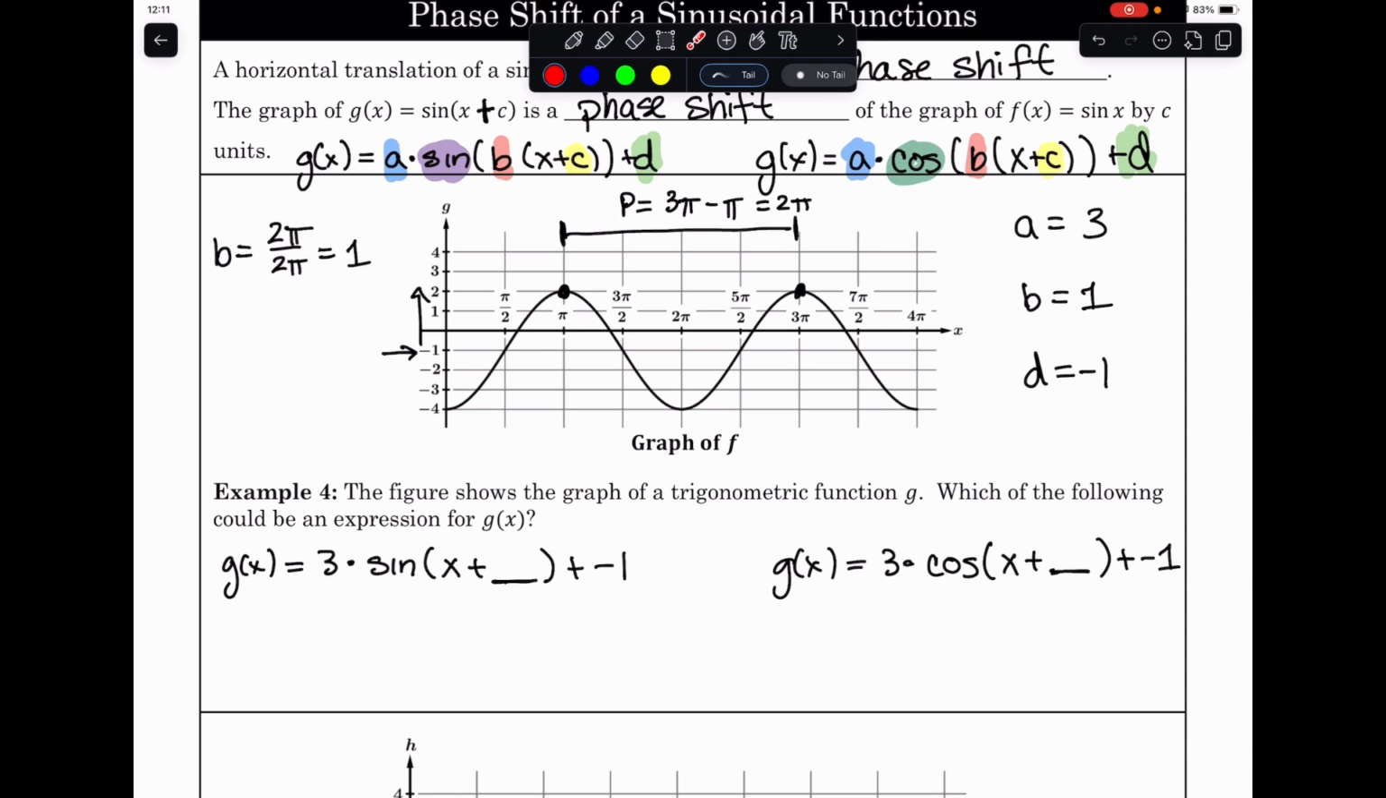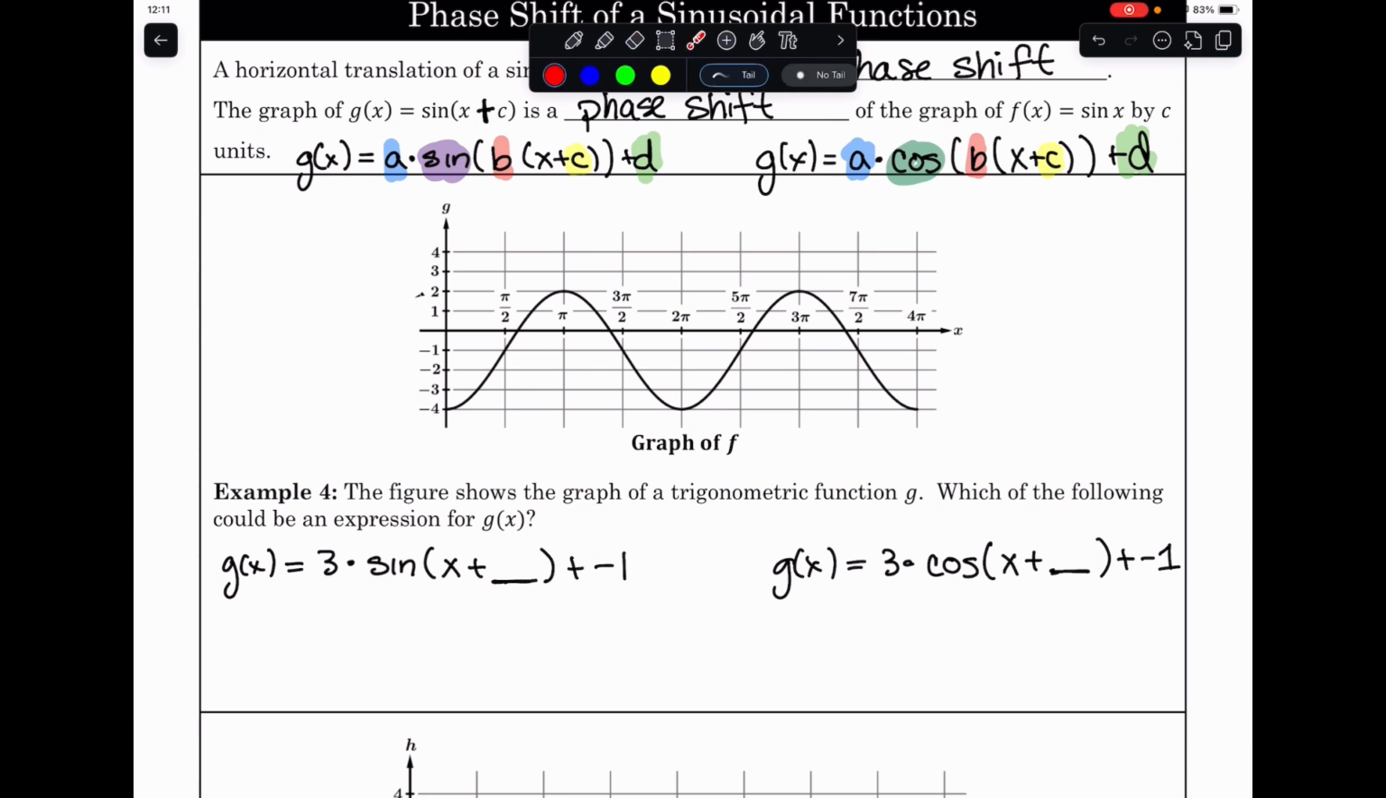So let's refresh ourselves on some concepts. Well, a sine function, let me erase all of this. I don't need this anymore here. Sorry, I know that you're not going to have enough space here.